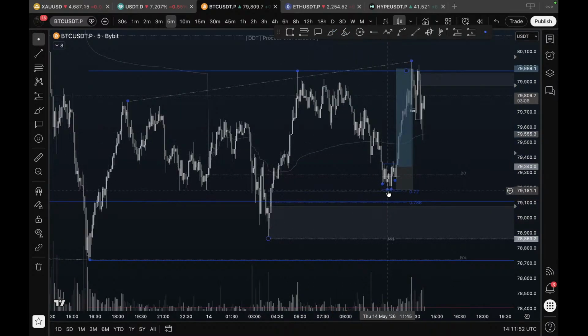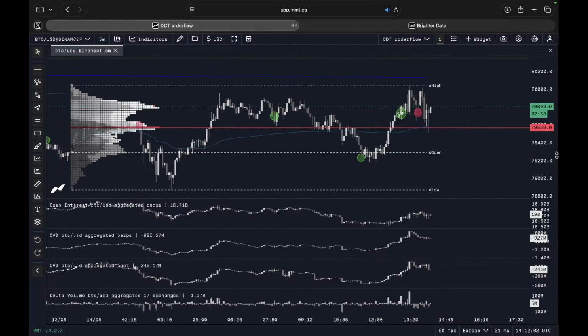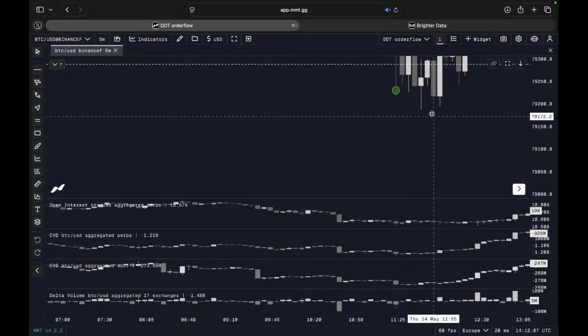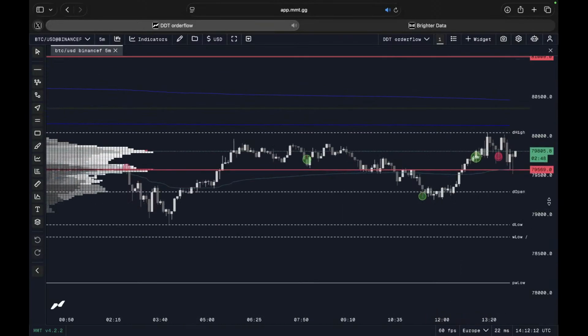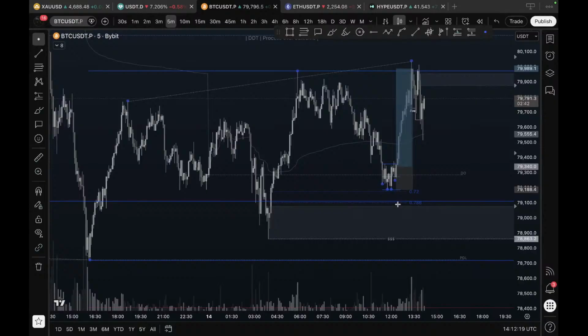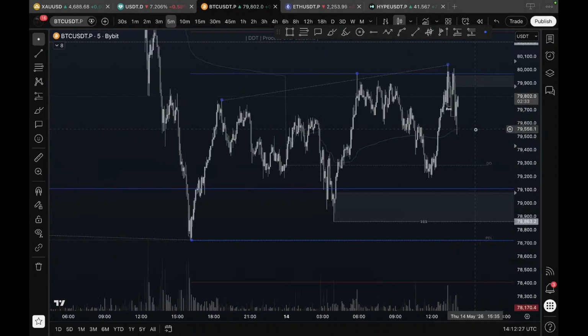So here we came into the fib level, higher low level, local absorption, structure confirmation, and we also had big sells coming in right here. I believe it was 28 or 30 million negative selling right into that low. And then you have that local accumulation. So that was a nice trigger for the long. Unfortunately, I didn't take it. Otherwise, it was an easy scalp.